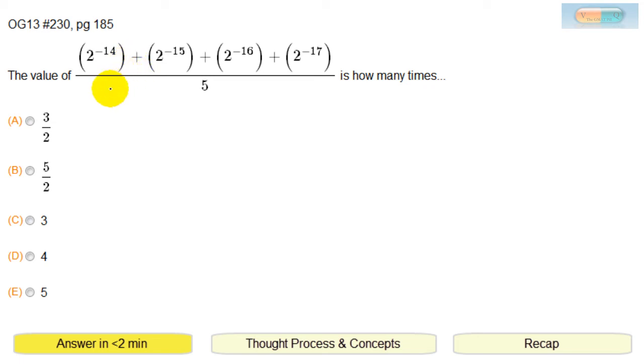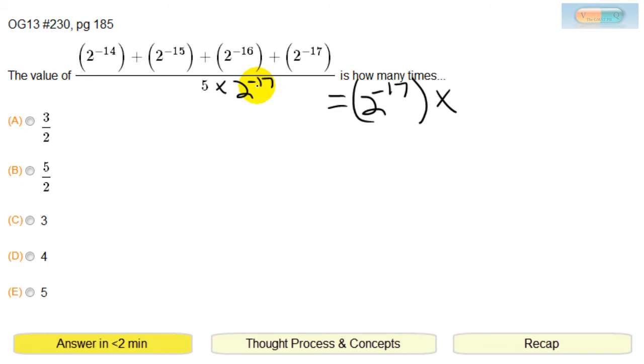Number 230. The value of this fancy expression is how many times more than this other one? And this other one is basically 2 to the negative 17th. So that's this times x equals this fancy expression. Divide both sides by 2 to the negative 17th. That's the same as multiplying this by 2 to the negative 17th.